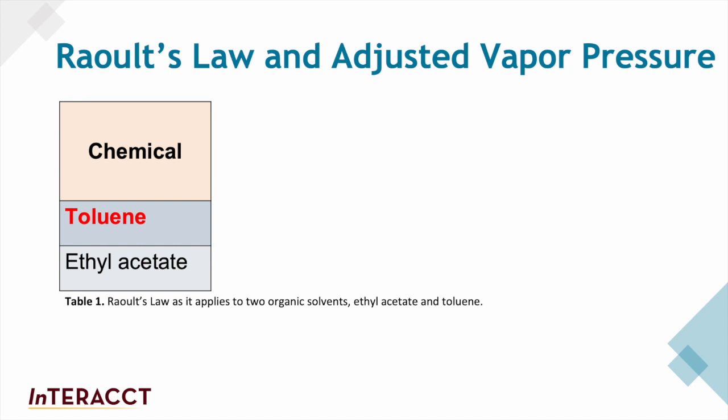Let's consider two examples to explore the concept of partial or adjusted vapor pressure. You don't need to memorize the list of chemicals or the values that you'll see. It's the relationships that are important here. In this first example, two organic solvents, toluene and ethyl acetate, are combined in a mixture.